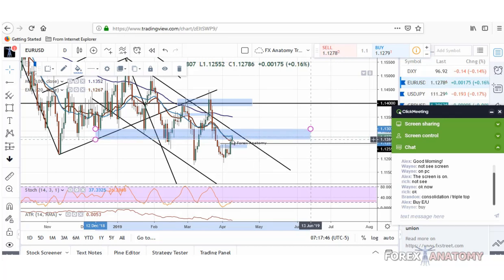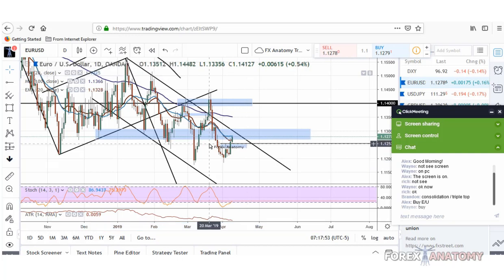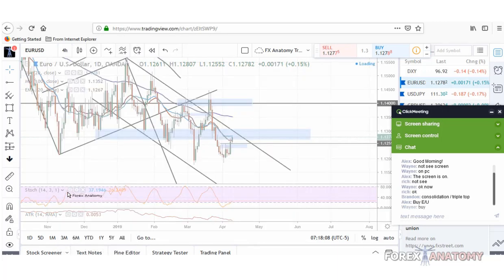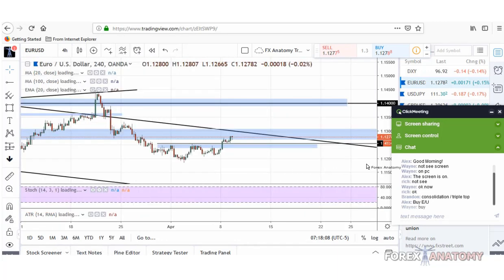Also, you can see that price is testing the 20-day moving average as we speak. But this is just something to be mindful of, because there's a possibility that we could see some sort of reversal signal right around this area as well. That may give us an opportunity to engage our trade on the Euro USD. If we go down to the 4-hour chart, we can see price action a little bit better.